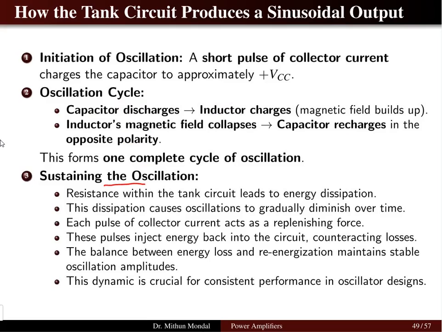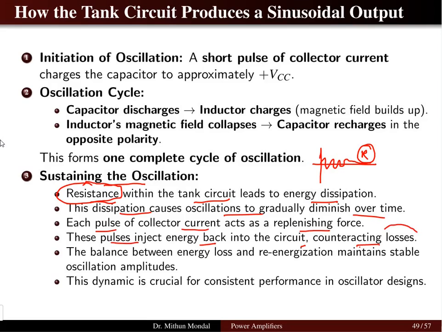Now, sustaining the oscillation: the resistance within the tank circuit will lead to energy dissipation. The resistance is basically present in the circuit because it dissipates the power which is present in the LC network. This dissipation will cause the oscillation to gradually diminish over time. So the oscillation will die out. Each pulse of the collector current will act as a replenishing force, and these pulses will inject energy back into the circuit, counteracting the losses.